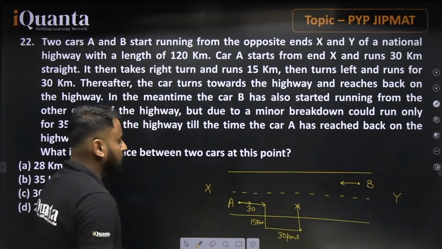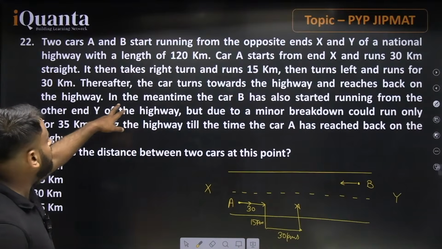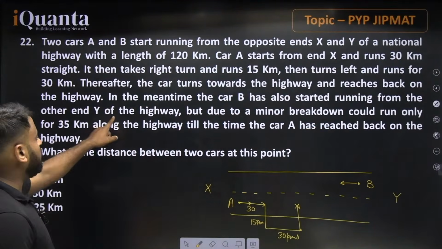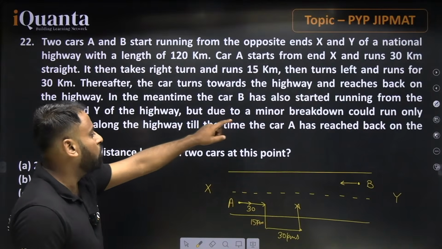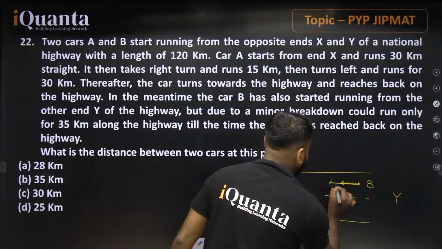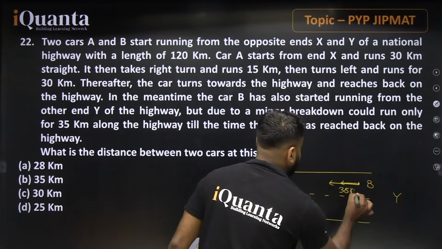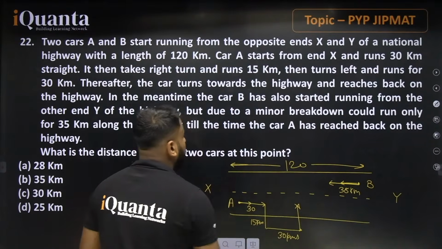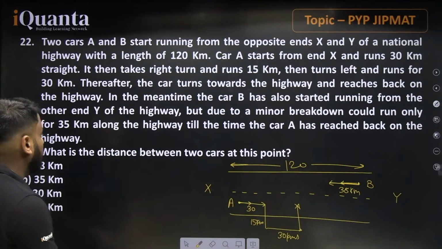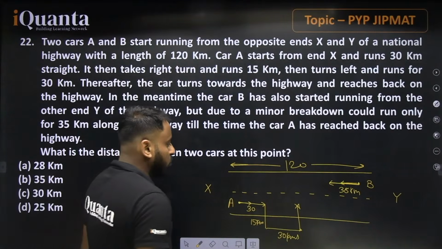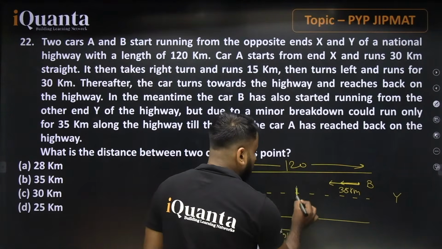This is car A. Talking about the statement, in the meantime, car B has also started running from the other end Y of the highway, but due to a minor breakdown could run only for 35 kilometers. So this only traveled for 35 kilometers, right? And this complete highway is 120 kilometers. Now the question is asking what is the distance between the two cars at this point? You just have to find this particular distance from this to this, right?